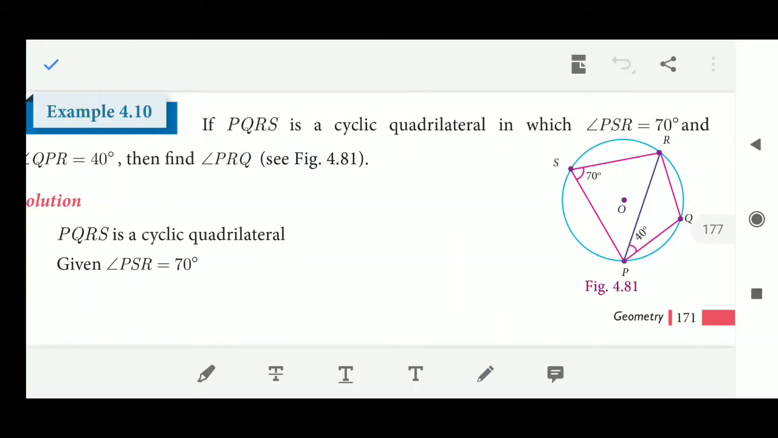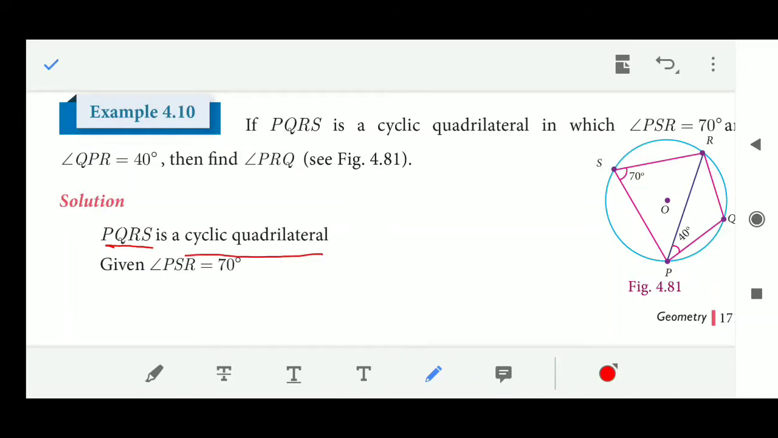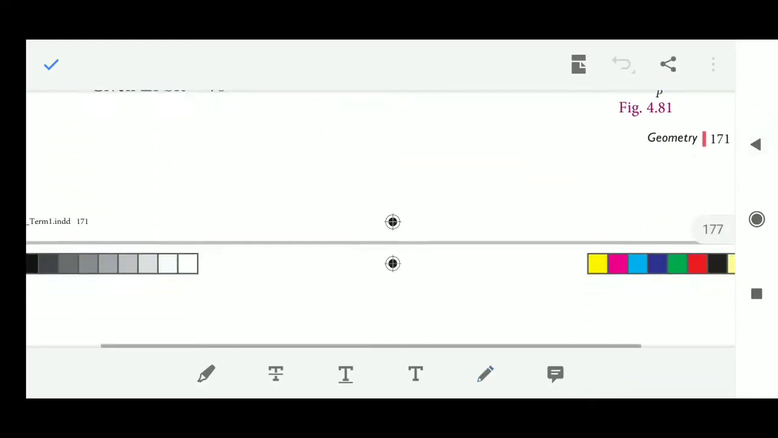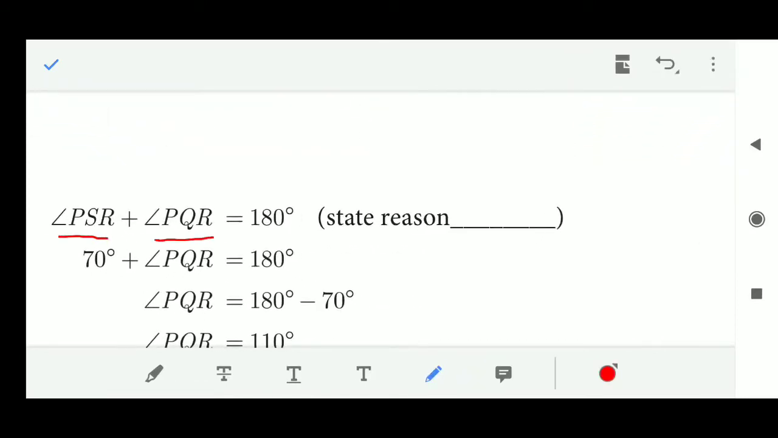In this diagram, PQRS is a cyclic quadrilateral. So in this one angle PSR is equal to 70 degree. Using the property that opposite angles in a cyclic quadrilateral are supplementary, we are going to find this angle PQR. Here angle PSR plus PQR is equal to 180 degree. The reason for this is opposite angles in a cyclic quadrilateral are supplementary.